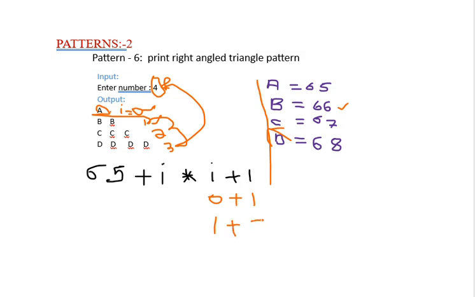Similarly the C. So I is 2, and 2 plus 1 is 3. So C should be printed 3 times. So this is the main logic. You have to remember this: 65 plus I, times I plus 1. If you understand this, it is very easy to solve the question.